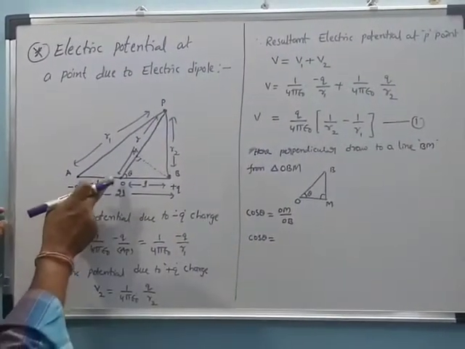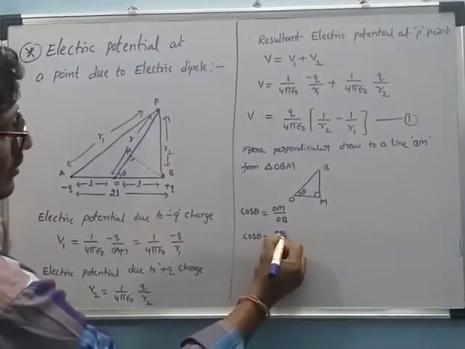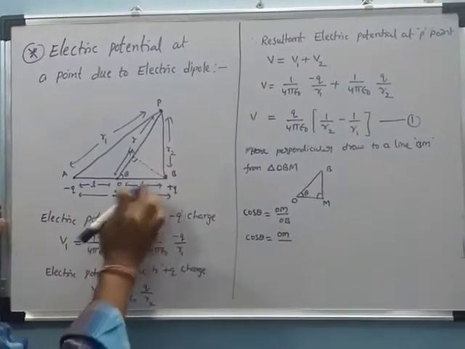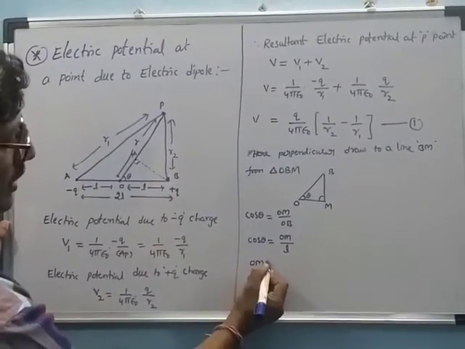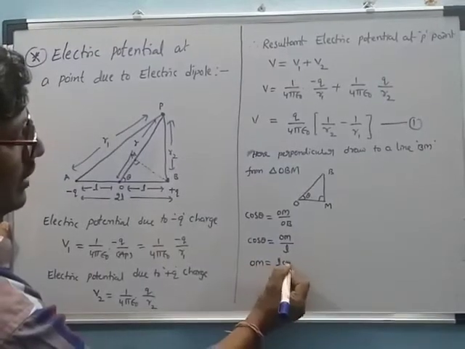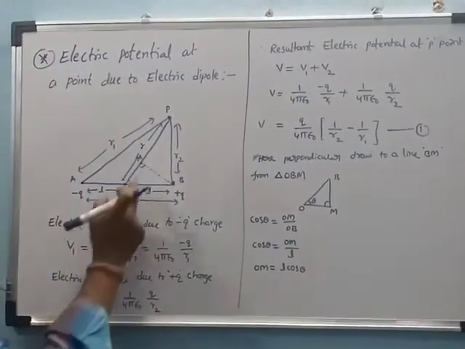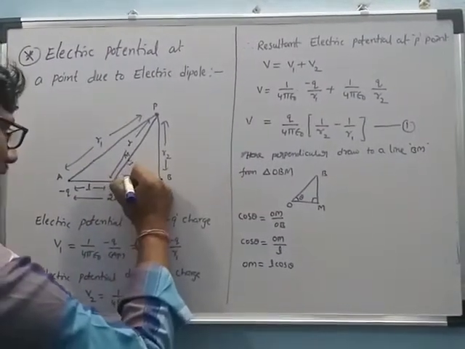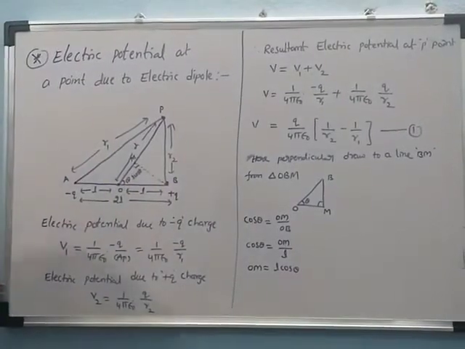OM, see, O to M. Is any distance given here? No. Then we can write OM. Next, O to B, how much is the distance? L. Then cross multiplication. OM is equal to L into cos theta. Now O to M, how much is it here? L cos theta.